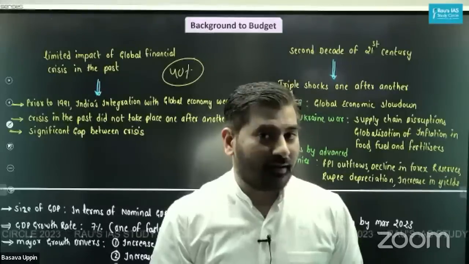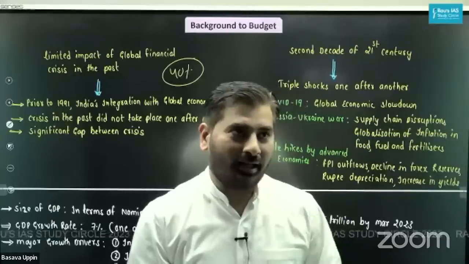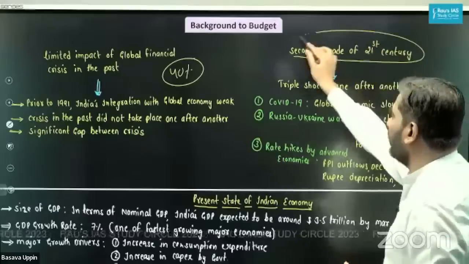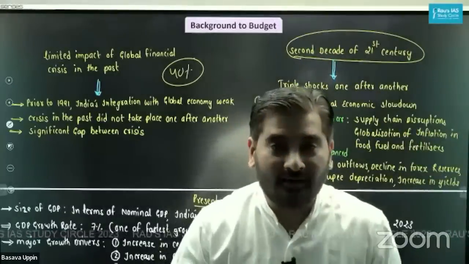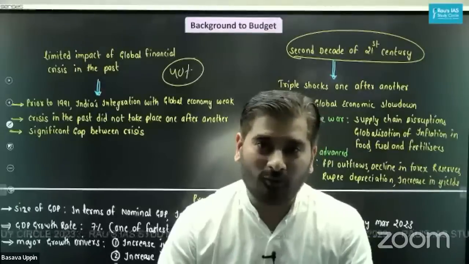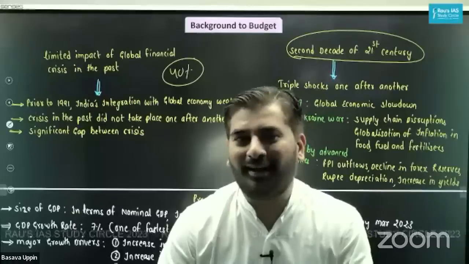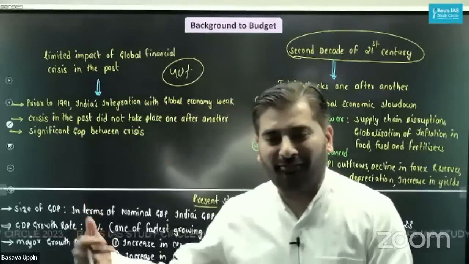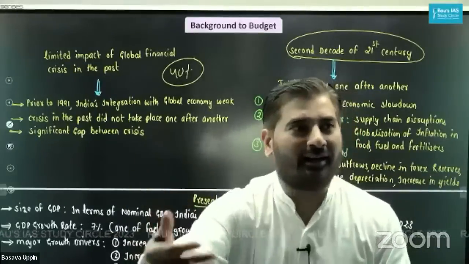But something was different in the last 4 to 5 years. Particularly, if you focus upon the second decade of the 21st century, that is, the last 4 to 5 years. What happened in the last 4 to 5 years? It can be said that the global economy did not spare the Indian economy, because the Indian economy was repeatedly affected by global financial crises one after another.